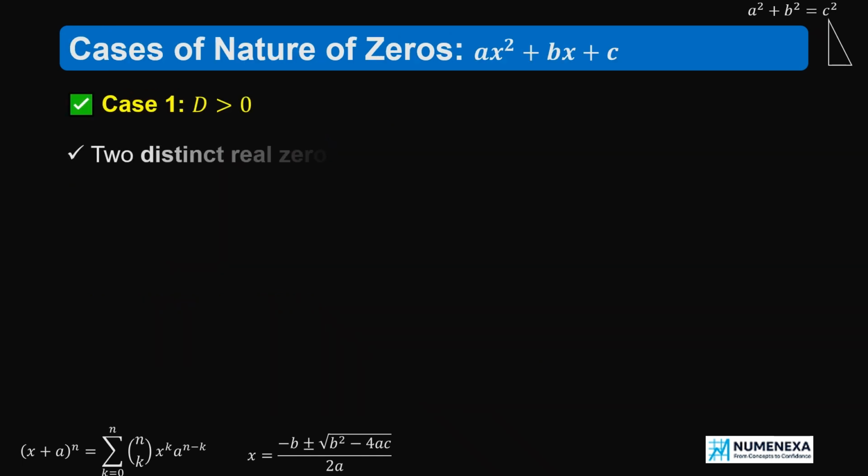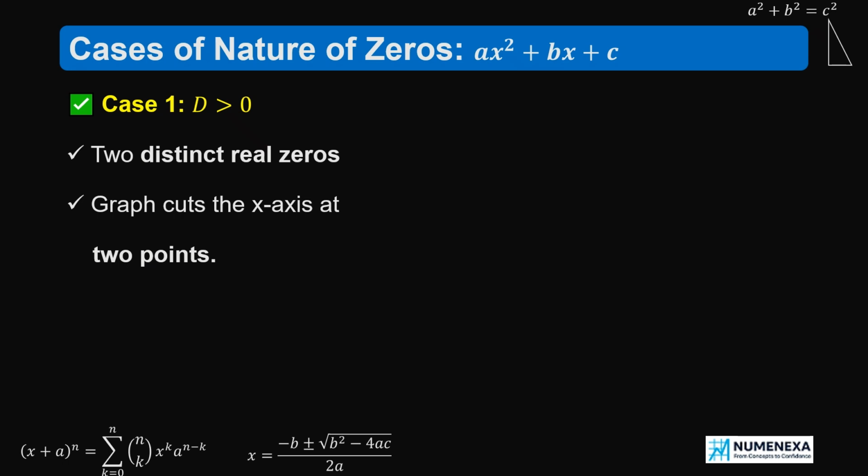Now, let's understand the nature of zeros or roots of a quadratic equation based on discriminant D. Case 1, D greater than 0. Two distinct real zeros. The graph cuts the x-axis at 2 points.